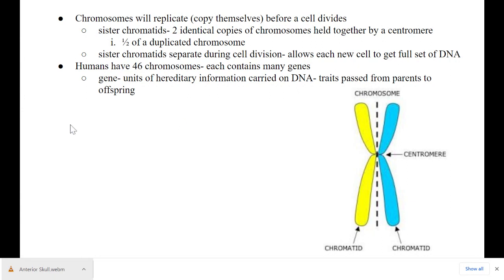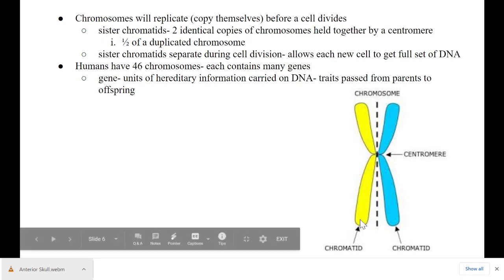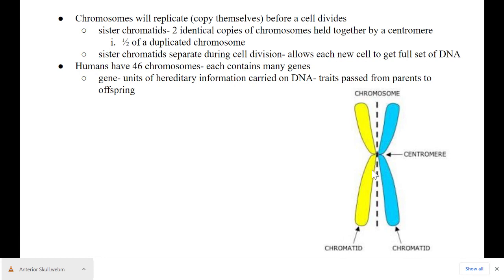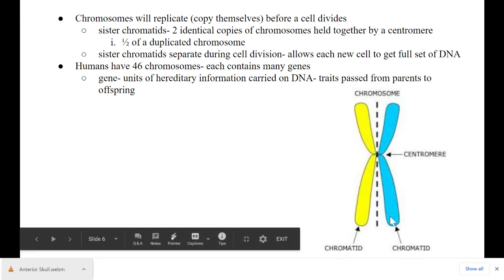Now, a chromosome before a cell divides has to copy itself. So we call this replication. When a chromosome copies itself before a cell divides, it basically makes an identical copy of itself, and it turns into something that looks like this. This is one chromosome, but when it divides, now it's made of two sister chromatids. So I have a left sister chromatid and a right sister chromatid. So the yellow and the blue.